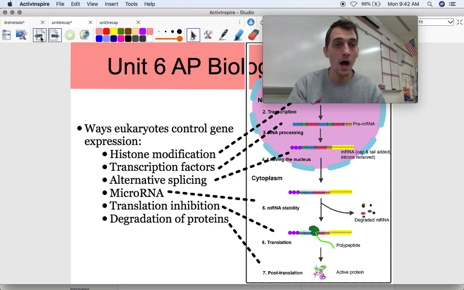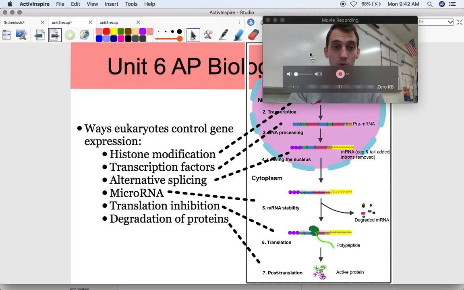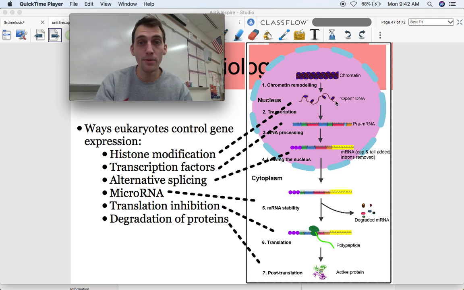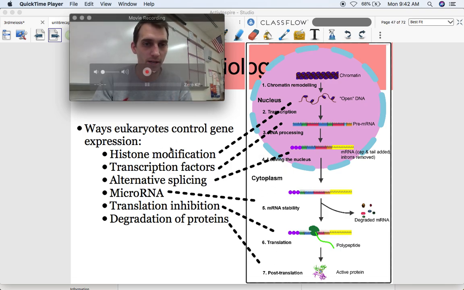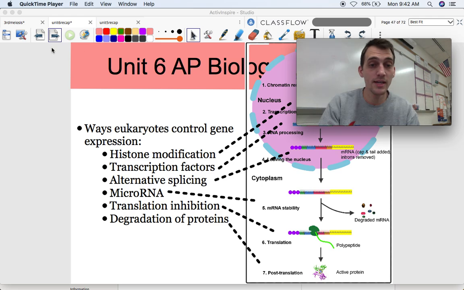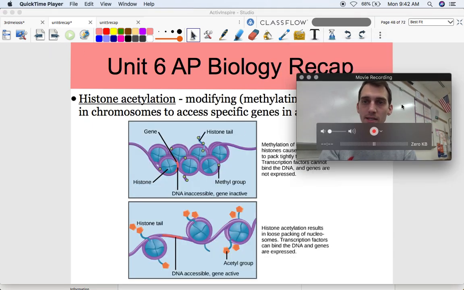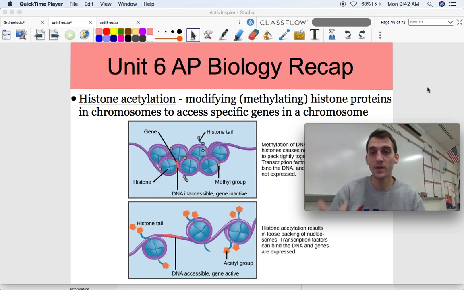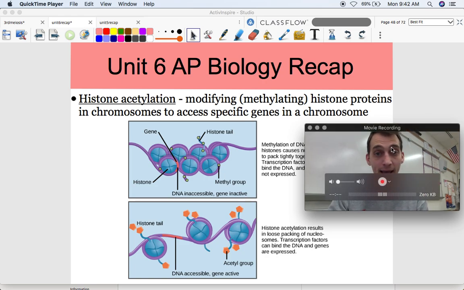So here's all the different ways that eukaryotes control gene expression. And I like this picture. I blew it up because it shows us the whole process of gene expression coming all the way down and all the different ways that eukaryotes can control how much a gene is expressed. And we're going to talk about all of them here. Histone modification, transcription factors, alternative splicing, microRNA, translation inhibition, and degradation of proteins. That's all the different ways that a eukaryote can control which genes it expresses and which genes it does not express, which proteins it makes and which proteins it does not make. Histone acetylation is the first one, modifying or methylating histone proteins in chromosomes to access specific genes in a chromosome.